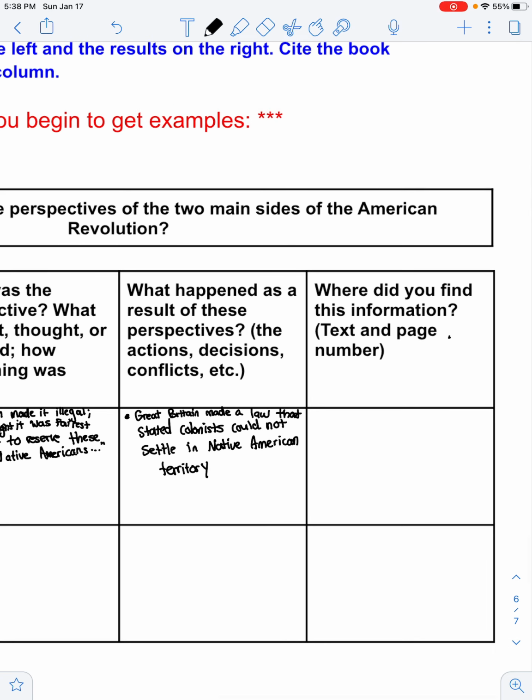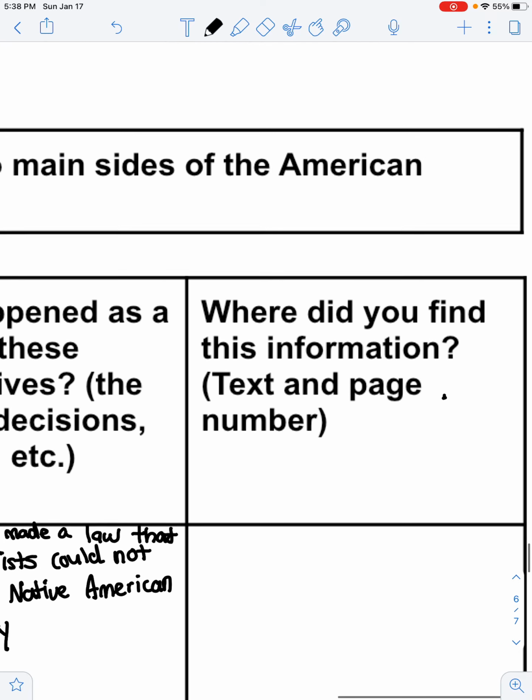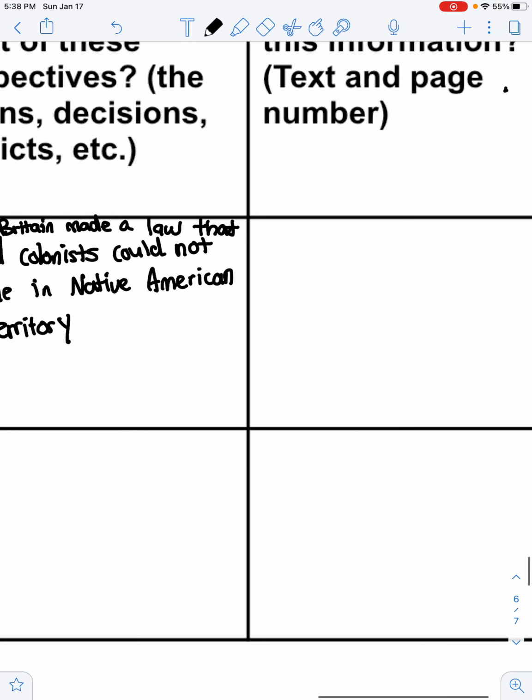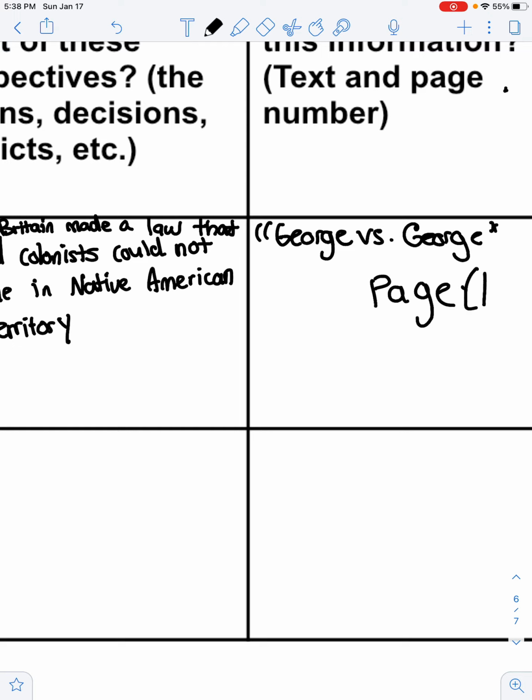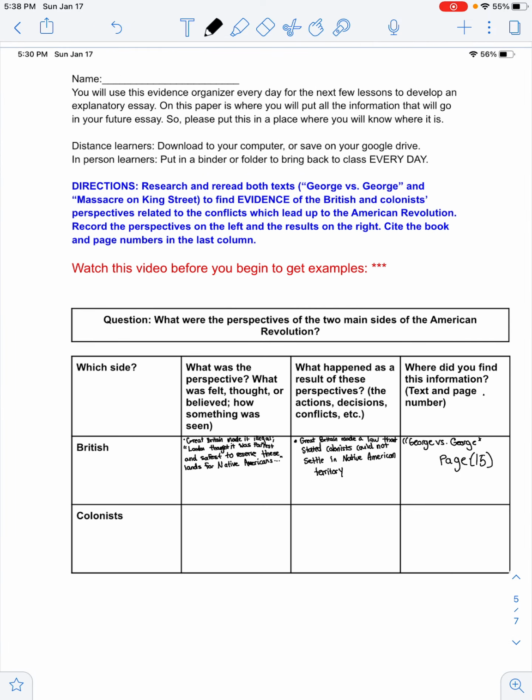So where did this information come from? So this came from George versus George, page 15. Okay, so there's that first one done.